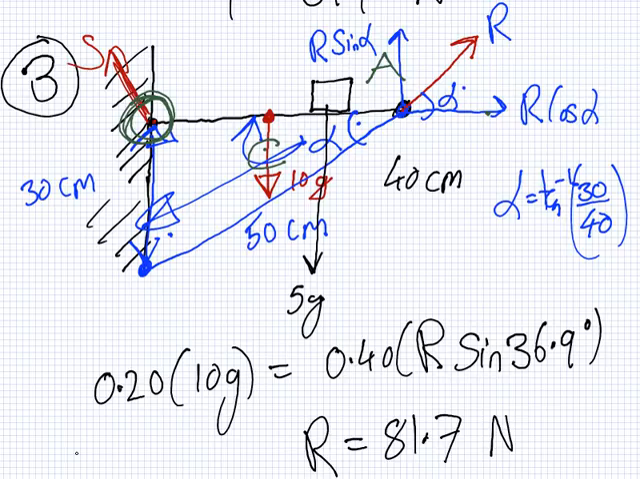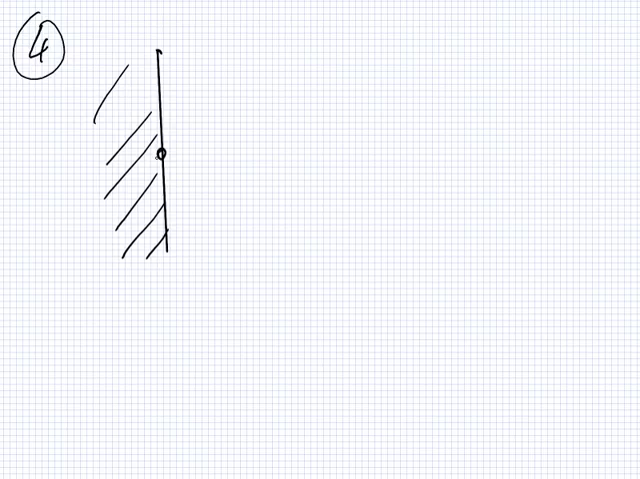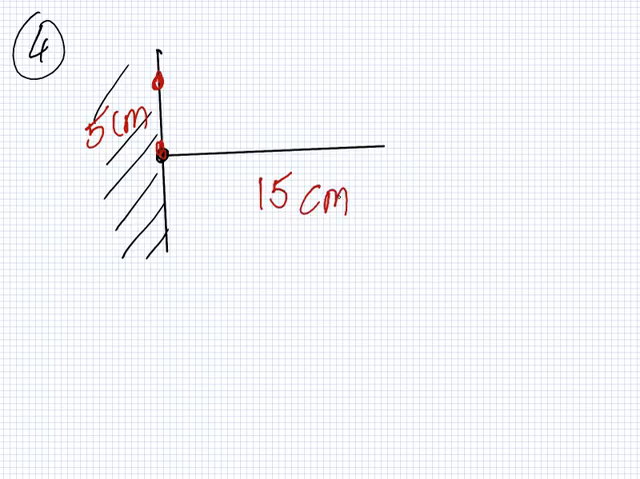Right. A braced cantilever iron beam is supported by a 30 centimeter stay. What else do we know? The stay is 5 centimeters above the hinge. Here, this to here is 5 centimeters. And the beam is of length 15 centimeters. Now look up here, please. The beam is 15 centimeters.